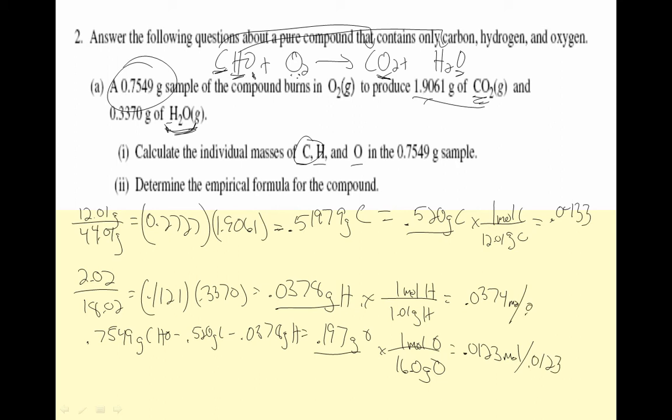Divided by 0.0123. 0.0433 divided by 0.0123 is 3.5. 0.0374 divided by 0.0123 is 3. And that's 1. So now to make these whole numbers, I've got to multiply them each by a 2. So that means I'm going to get this one right here is carbon, C7. This right here is hydrogen, H6. And then this last part is O2. There you go.